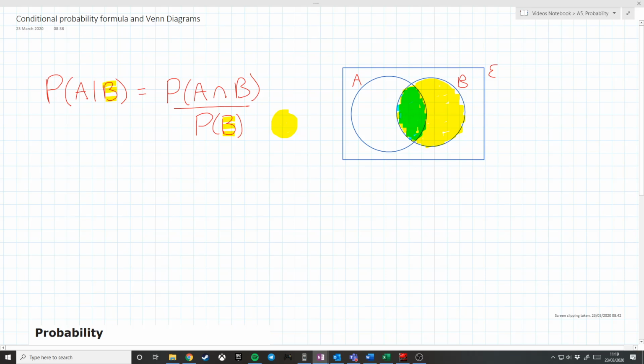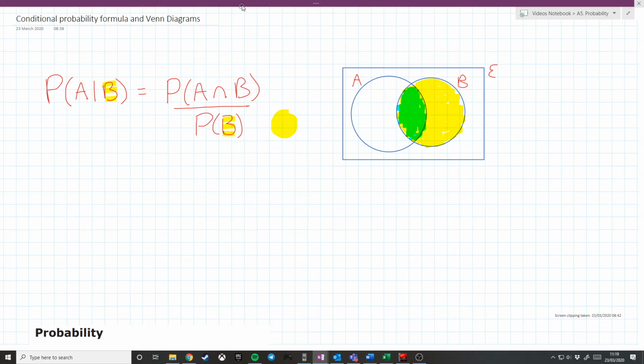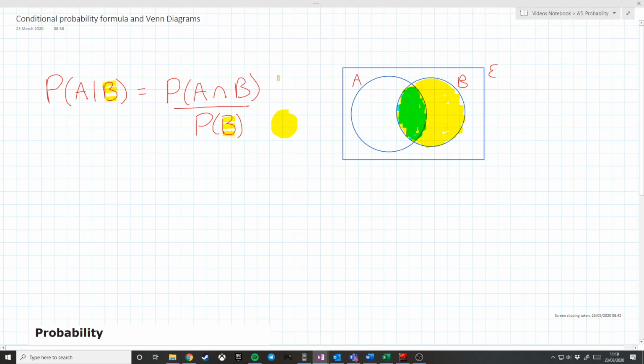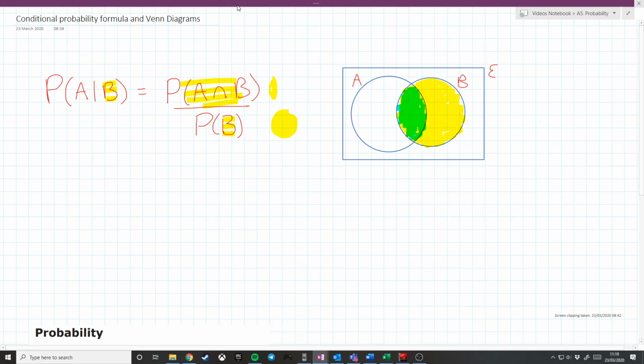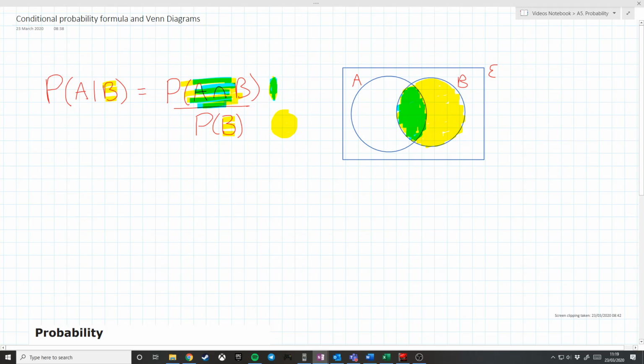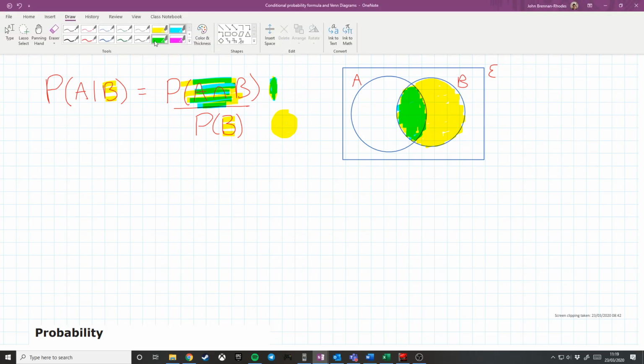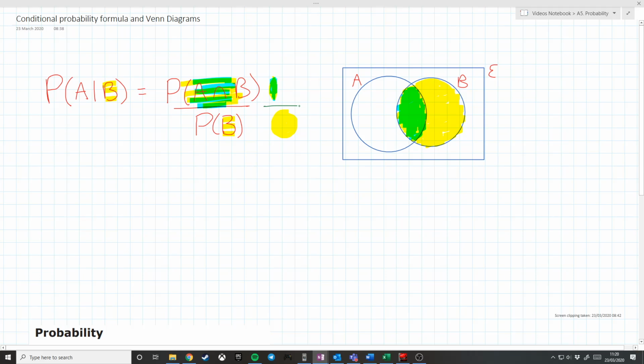So it is this part, the intersection, out of that. So it is just the intersection, which I'm going to need to colour twice to get that green colour. It is just the intersection out of the total. So we get that fraction. So it's that divided by that. This part out of this part. That's how to see it on a Venn diagram.